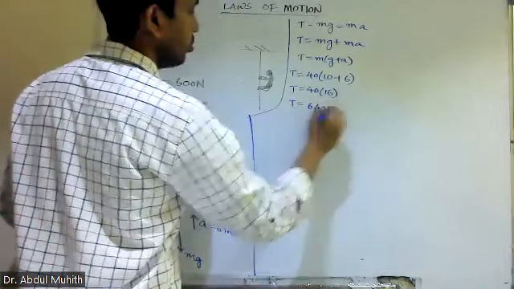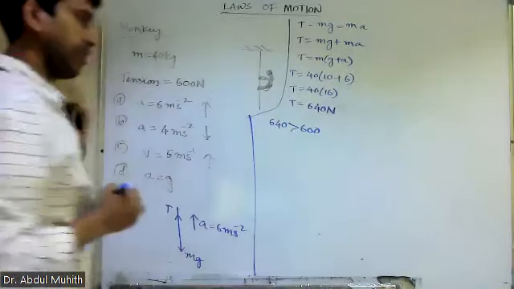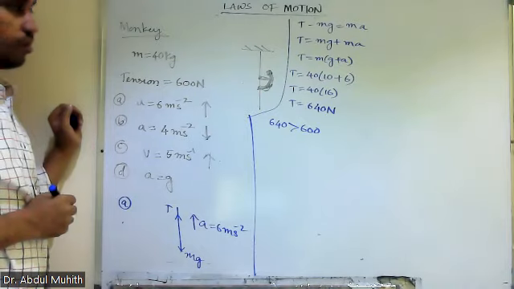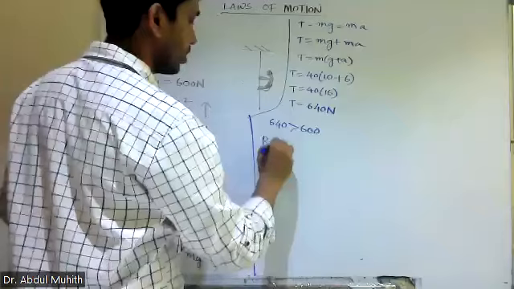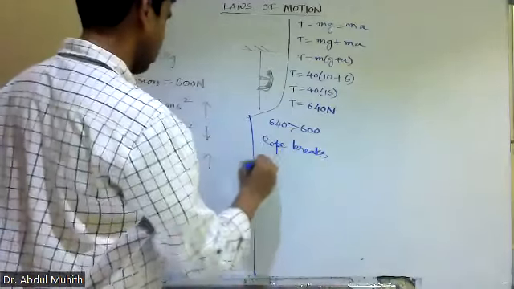640 newtons. So 640 is greater than 600 newtons, right? So what will happen? The rope will break or not? The rope will break. Yeah, the rope breaks. Okay, here in this first case, the rope breaks. Second one.